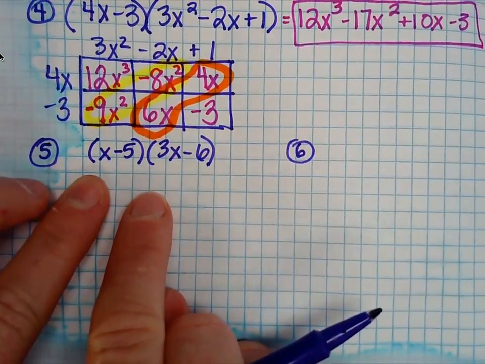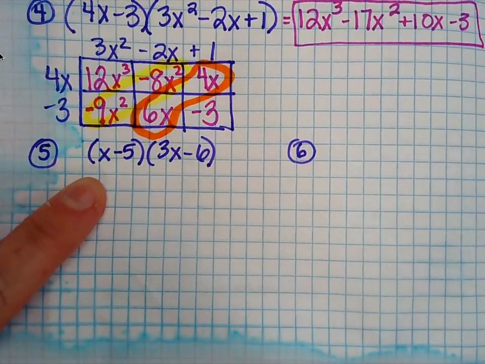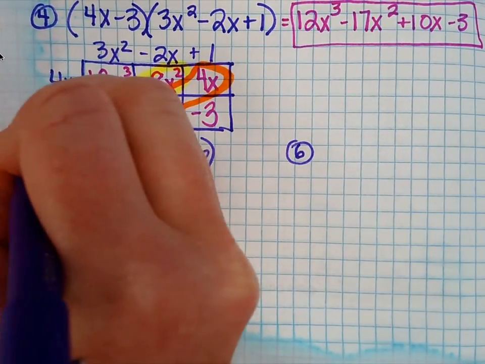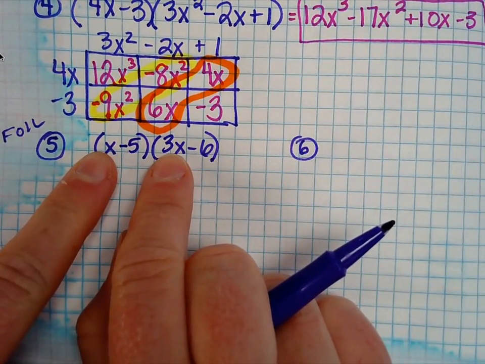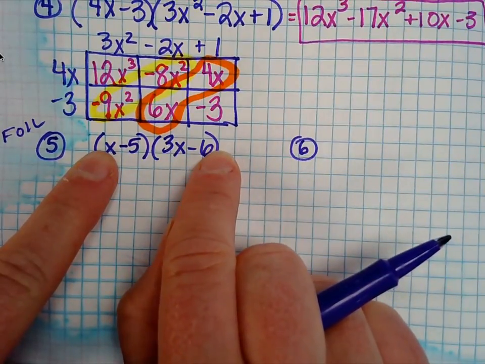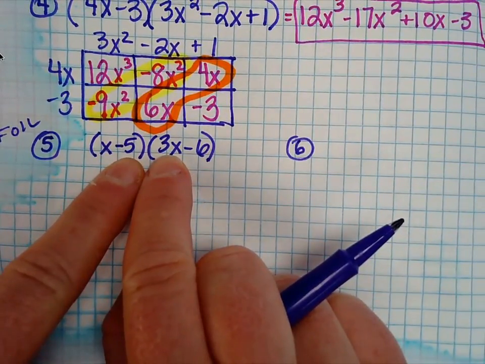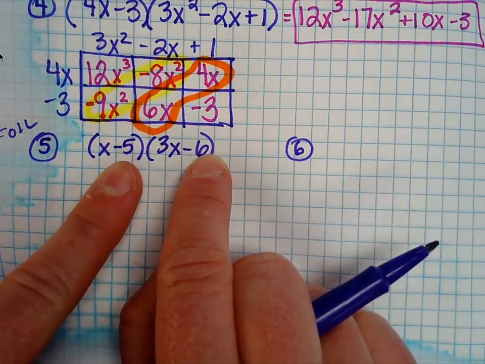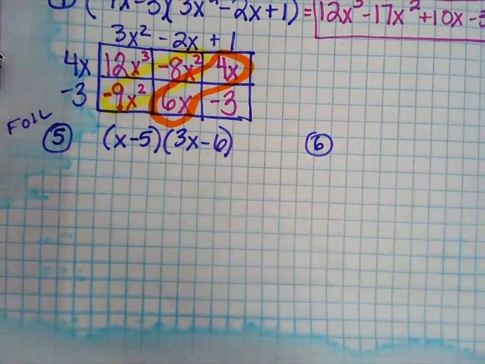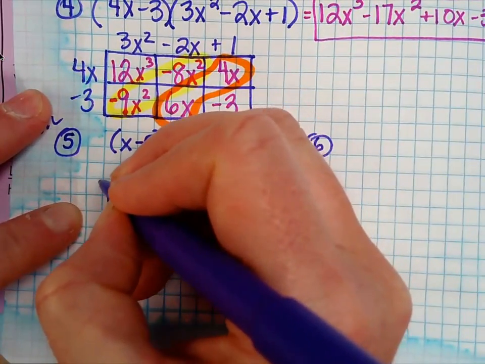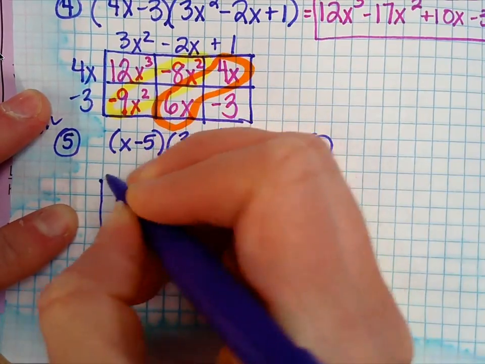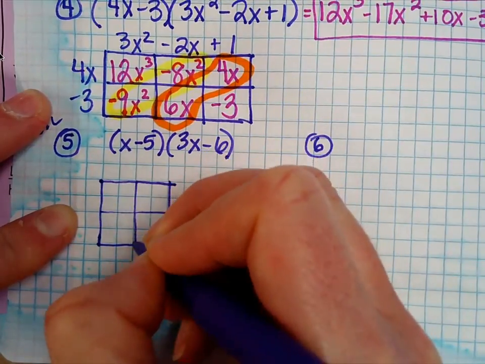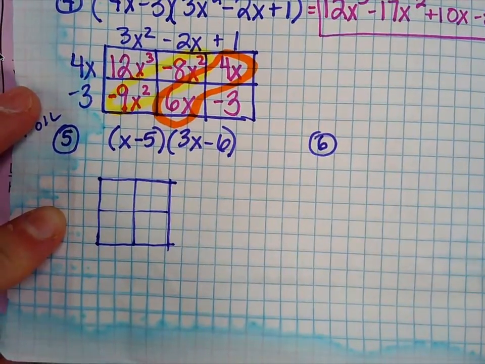One way that some teachers will teach you, and this is the way I was taught, was using FOIL. Whenever you hear the word FOIL, FOIL stands for first term times first term, outer terms multiplied together, inner terms multiplied together, and last terms multiplied together. But that's a little confusing. So what I like to do is the box, like we've been doing. So this is a 2 by 2, which actually makes it into a square.